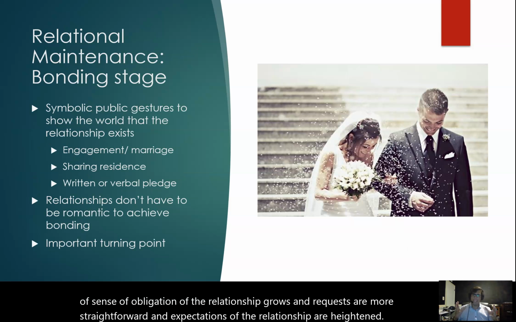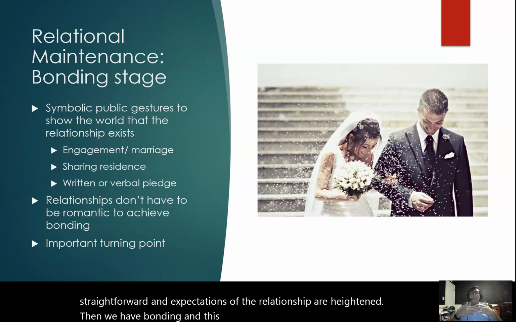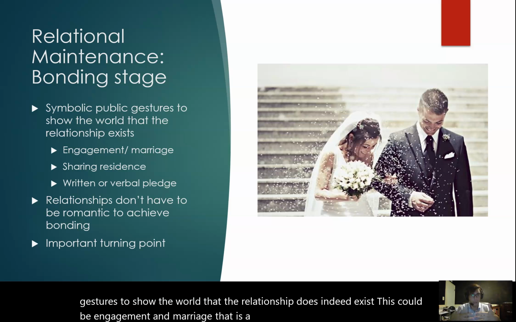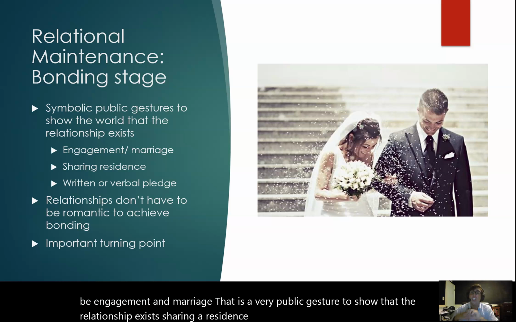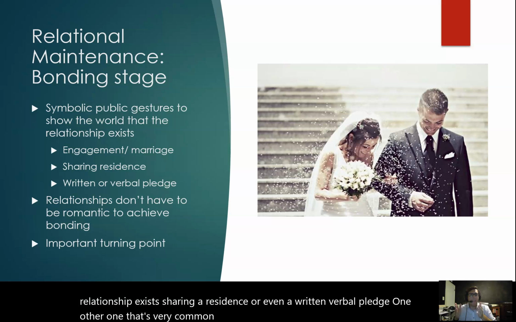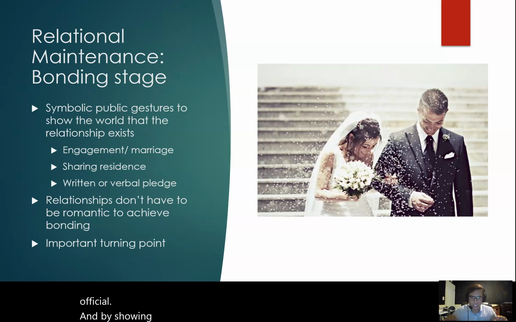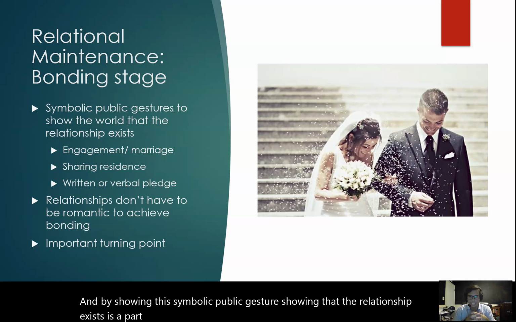Then we have bonding. This involves symbolic public gestures to show the world that the relationship does indeed exist. This could be engagement or marriage, which is a very public gesture, sharing a residence, or even a written or verbal pledge. One that's very common these days is becoming Facebook or Instagram official. Showing this symbolic public gesture that the relationship exists is a part of that bonding stage.